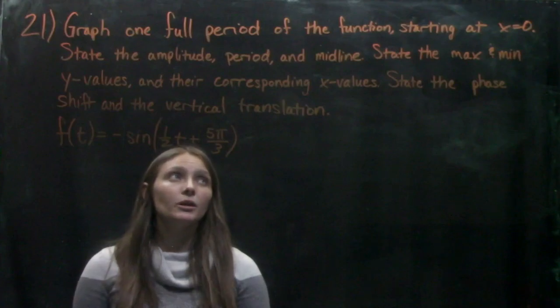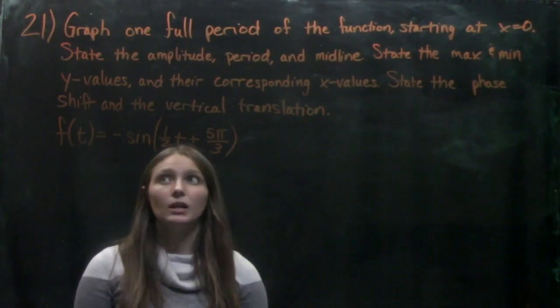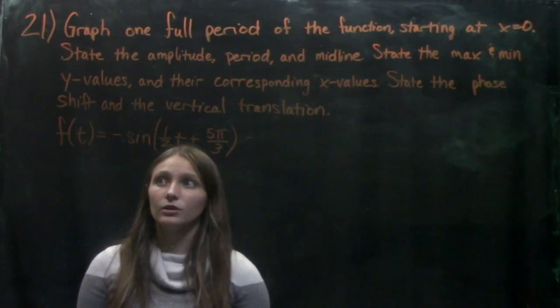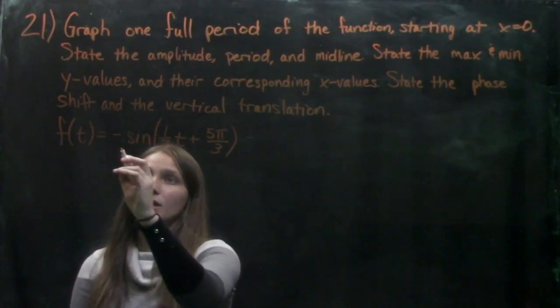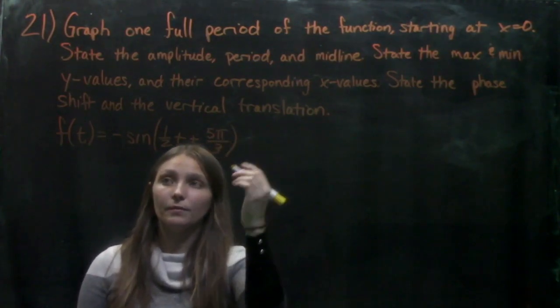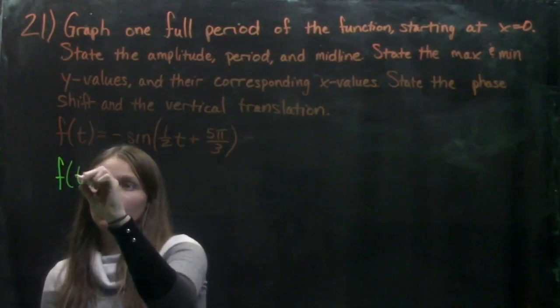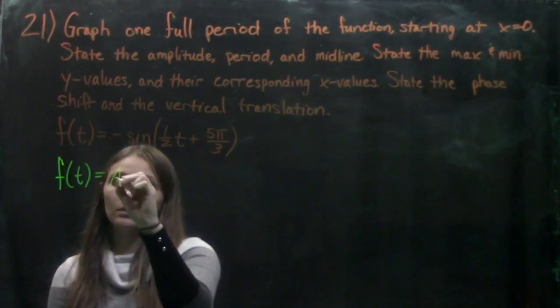State the amplitude, period, and midline. State the max and min y values and their corresponding x values. State the phase shift and the vertical translation. And our function that we're given is f of t equals minus sine of 1/2 t plus 5 pi over 3.